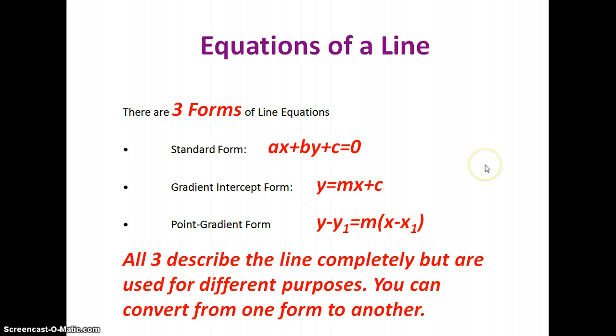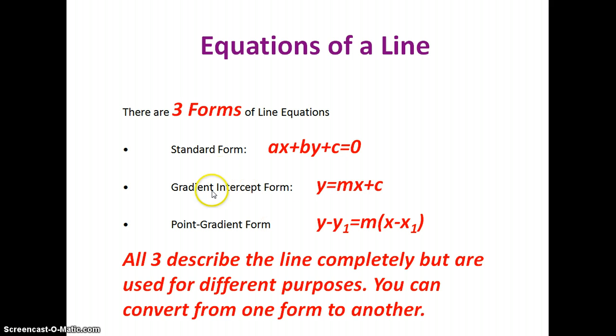Okay, first we're going to go back and review what we learned last Monday. Last Monday we discussed the three forms of line equations. The first one is standard form, ax plus by plus c equals 0. And then there's the gradient-intercept form, which is written y is equal to mx plus c, wherein your m means gradient and your c means your y-intercept.